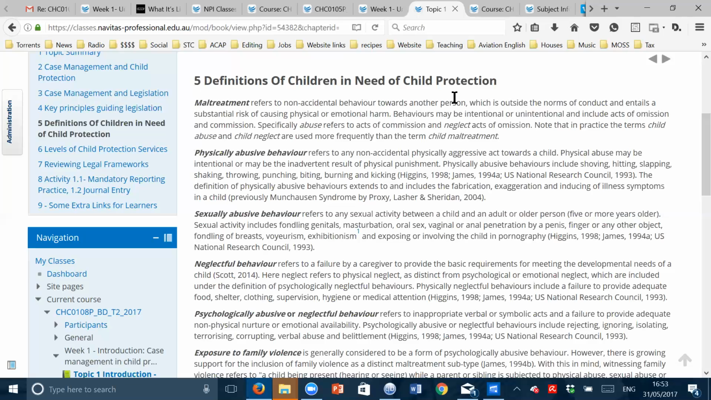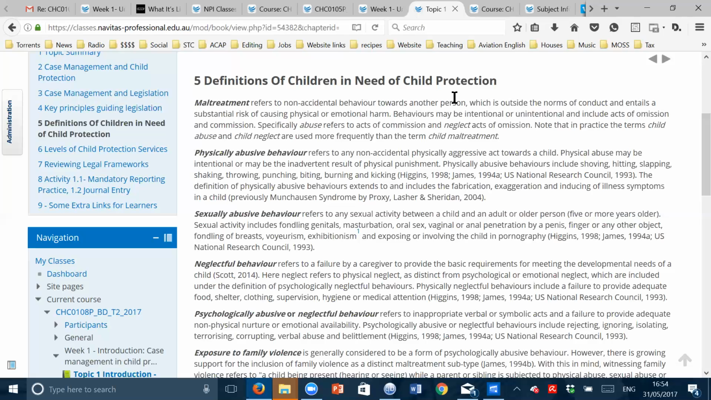Neglectful behavior is where the primary caregivers are not taking care of their family. That could be food. That could be emotional support, not nurturing the child to believe that they are valuable and worthwhile people. So think about that. And this moves us on to the psychologically abusive, neglectful behavior.